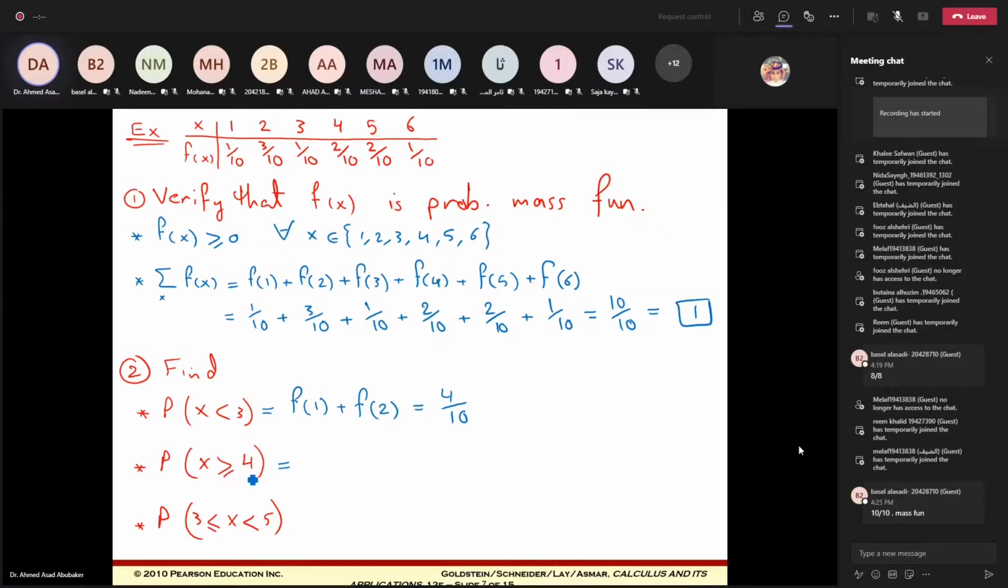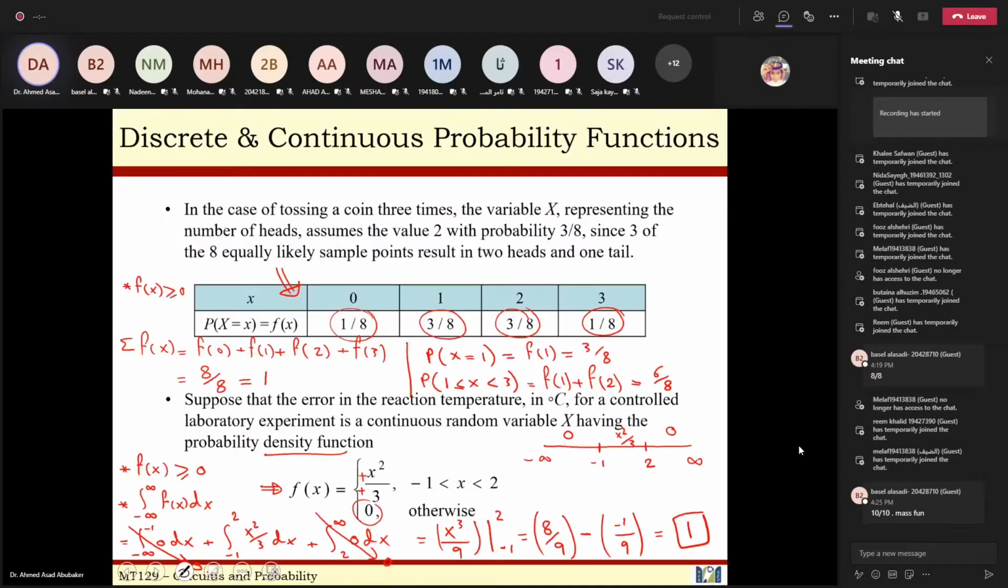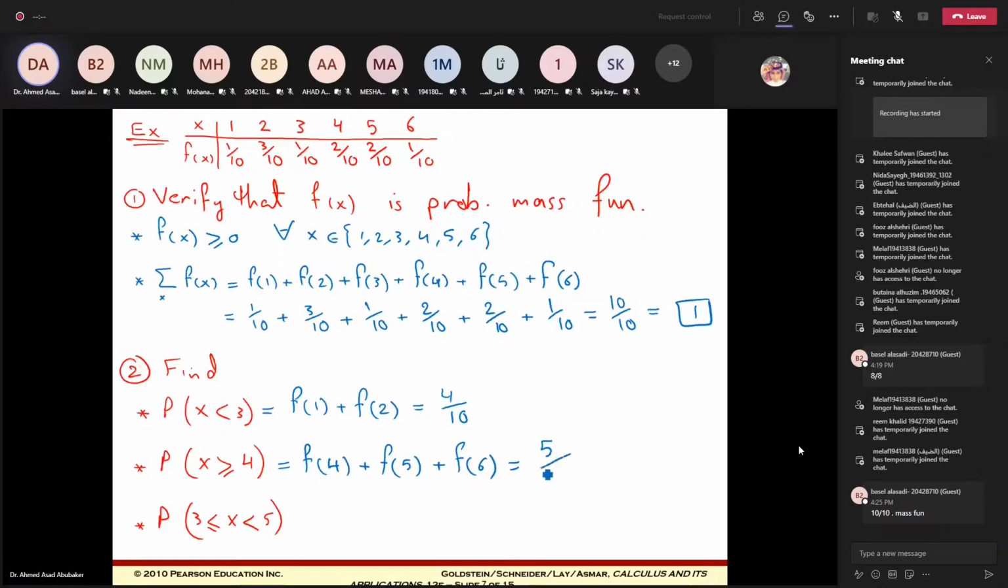Greater than or equal to 4, so we have f4 plus f5 and f6. All of these are greater than or equal to 4. So we need to sum these: 2 over 10 plus 2 over 10 plus 1 over 10. This is equal to what? 5 over 10.